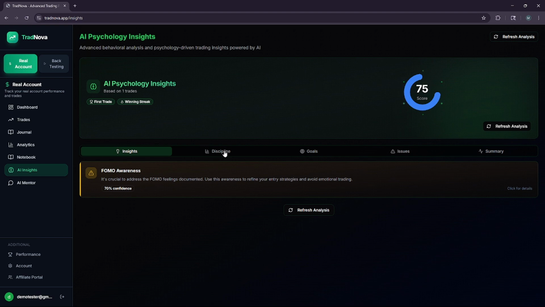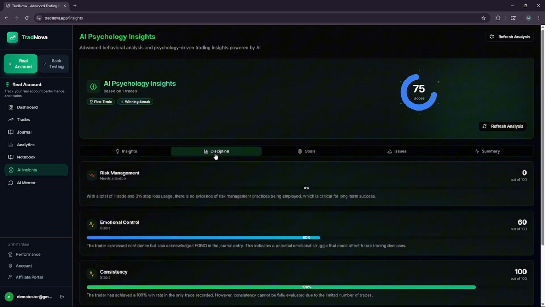Like I said, the more information you add to your journal and your notebook, the more accurate this AI will be, because it takes the data from your notebook and your journal and uses it. Not only does it address your problem, it also gives you a solution. It's crucial to address the FOMO feelings documented. Use this awareness to refine your entry strategies and avoid emotional trading. So, what's the solution? I should document my feelings, see how I'm feeling, and identify them.